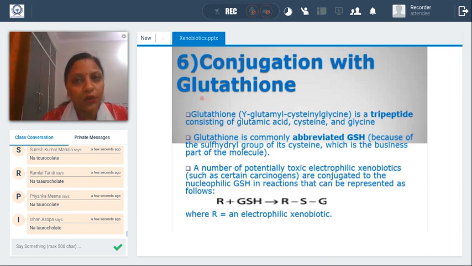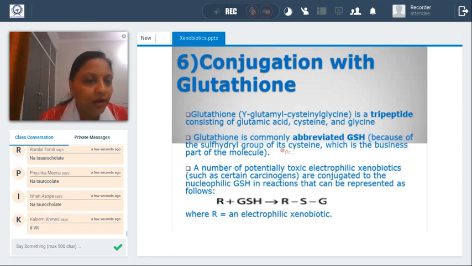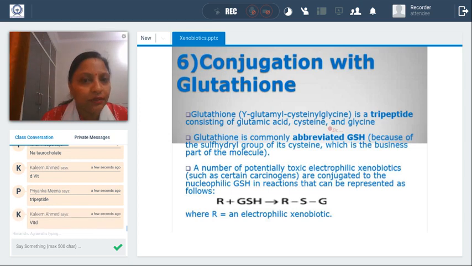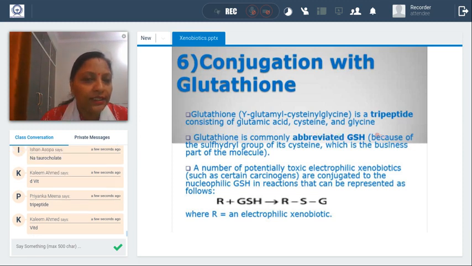Conjugation with glutathione. What is glutathione? Please write in the box. What is the composition of glutathione? This is a tripeptide, you all know. Gamma glutamyl cysteinyl glycine. This is a tripeptide consisting of glutamic acid, cysteine, and glycine amino acids. It is composed of 3 amino acids: glutamic acid, cysteine, and glycine.